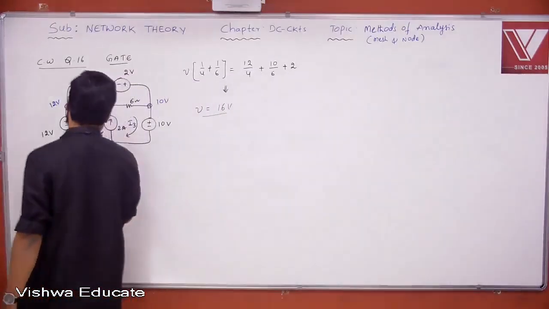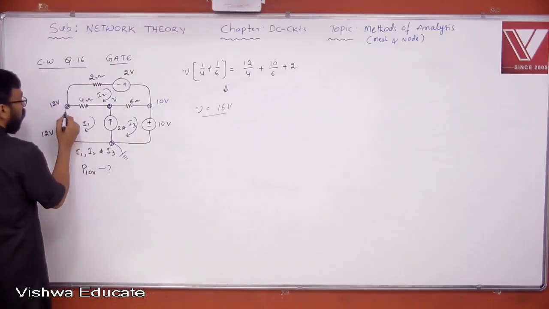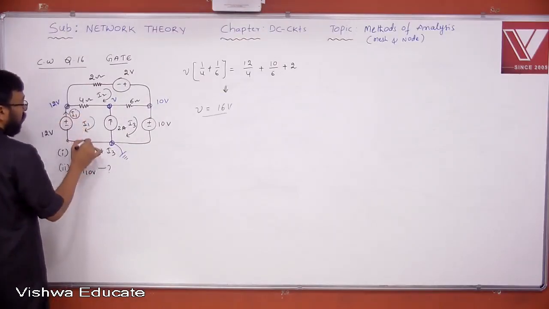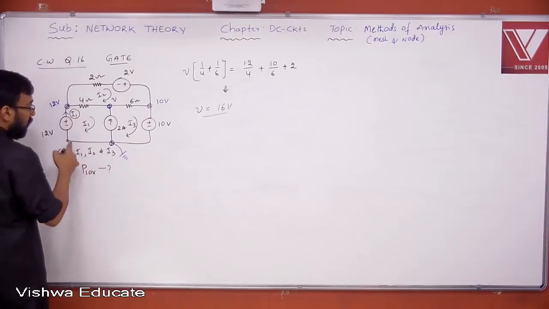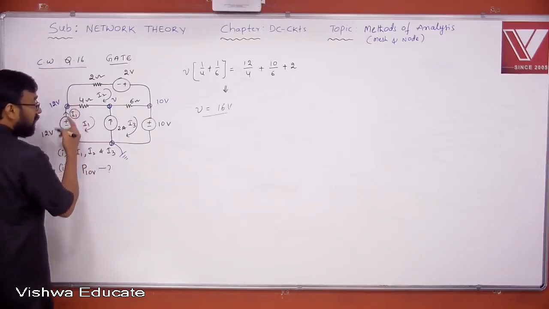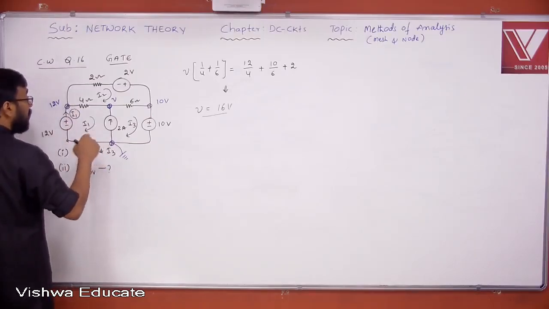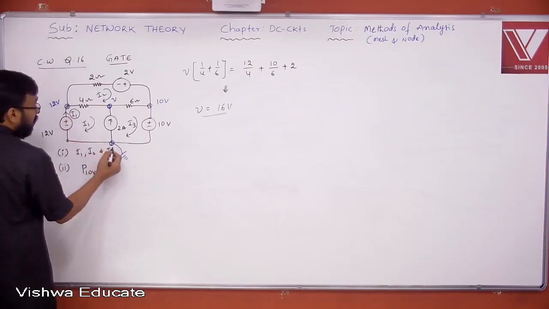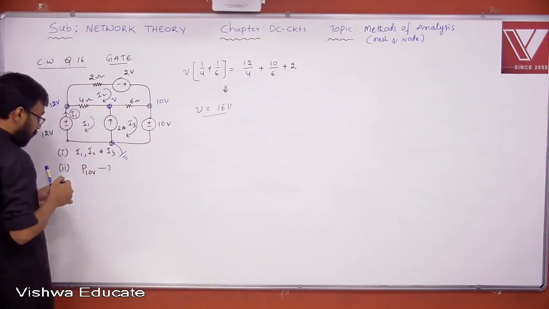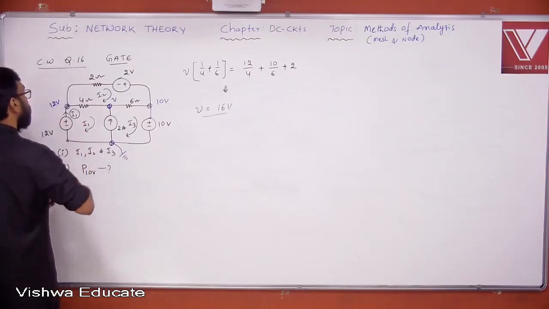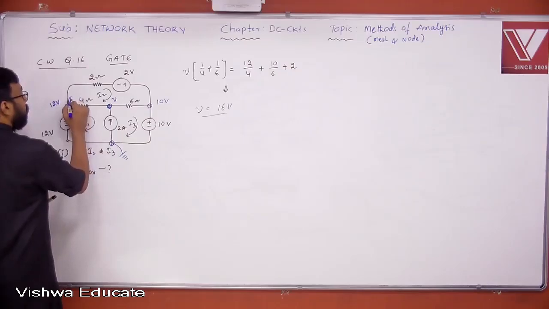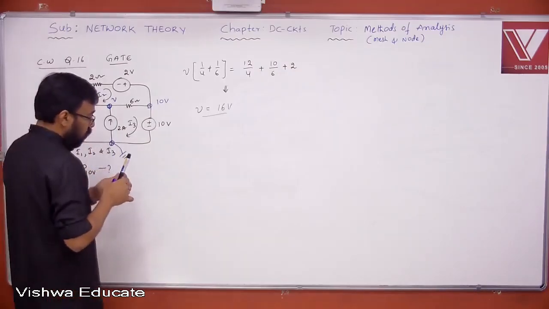What about I1? I1 is the current flowing here. What is the procedure to find the current through any path? Is there a resistor? No. Then go for KCL. If there is a resistor, Ohm's law, otherwise KCL. So let's go for KCL either at this node or at this node, it doesn't matter. Let me apply KCL at node A.